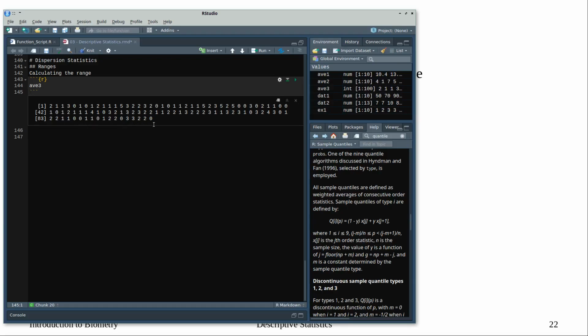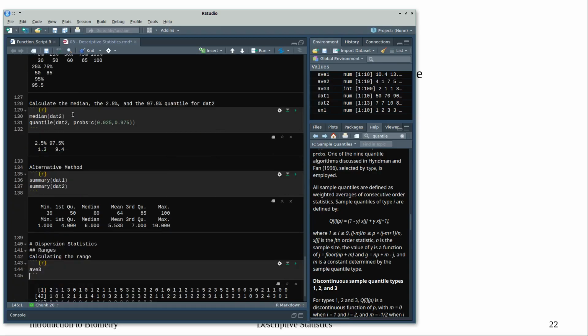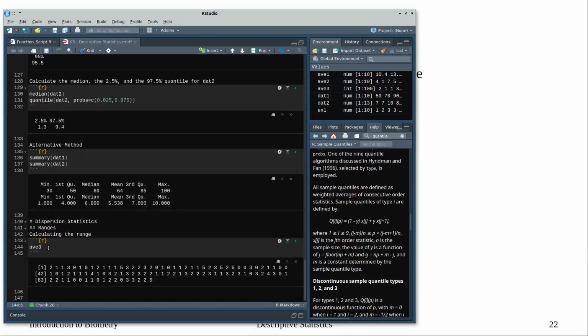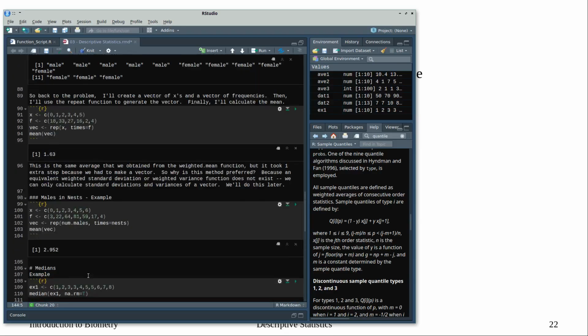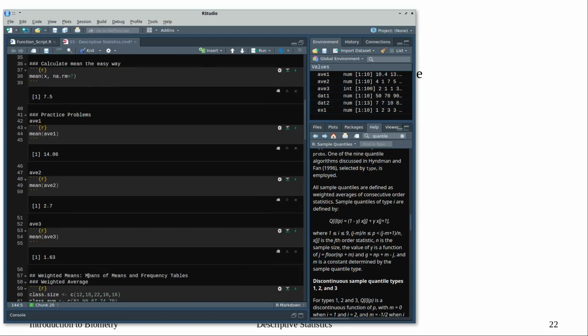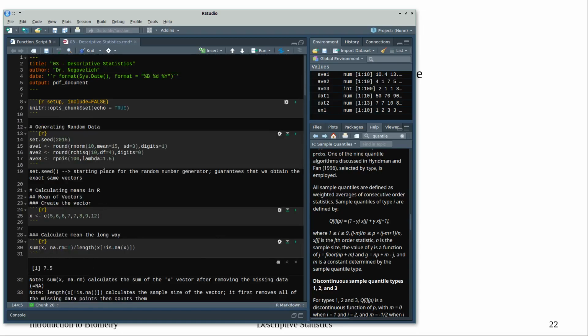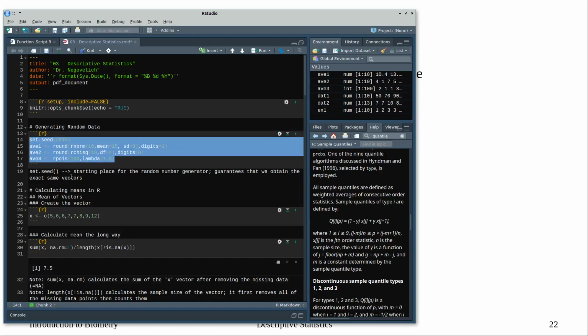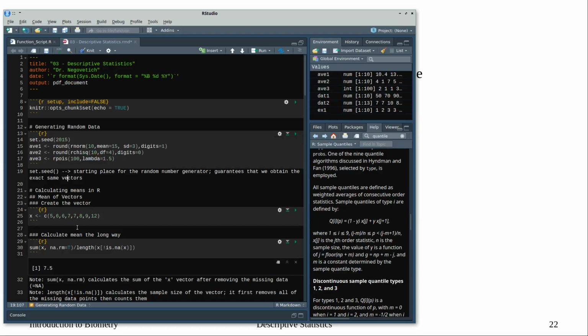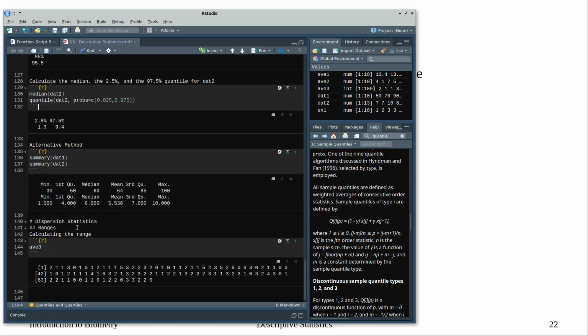So I can see that our smallest value is going to be 0. Largest value looks to be 5, but I'm unsure. So if you type in AVE3 and run it, you should get this. If you don't, if it says AVE3 not found, then scroll up to the top of your script, go to the previous presentation where we talked about central tendency, and run this entire chunk. In this way, we get the same numbers. Alright, so AVE3 is there.